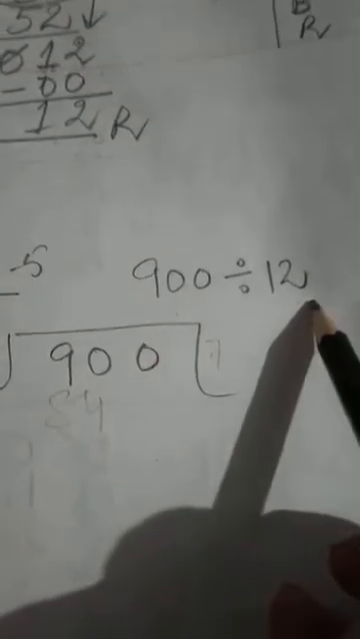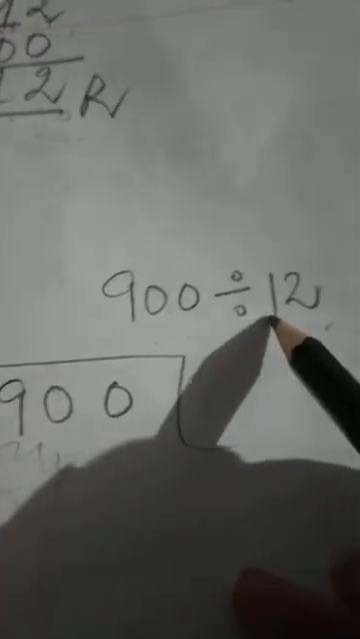Friends, see one more example relating to this, that is 900 divided by 12. First of all you must know the table of 12. 12 zeros the 0, 12 ones the 12, 12 twos the 24, 12 threes the 36, 12 fours the 48, 12 fives the 60, 12 sixes the 72, 12 sevens the 84, 12 eights the 96, 12 nines the 108. We must know the table of 12.